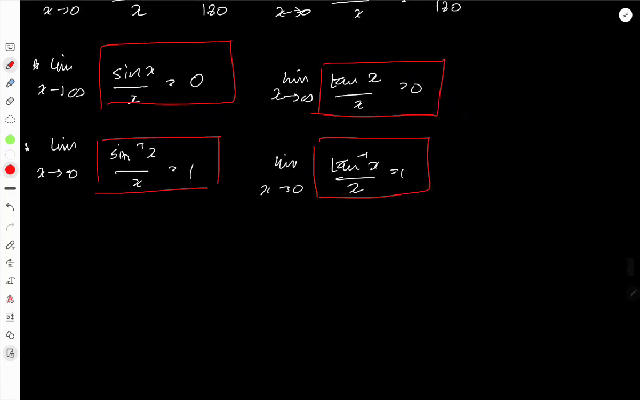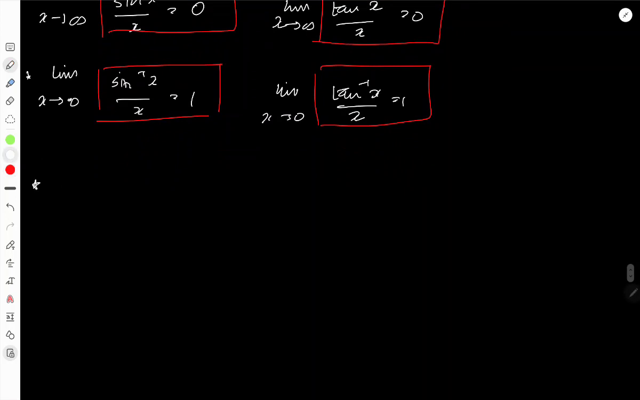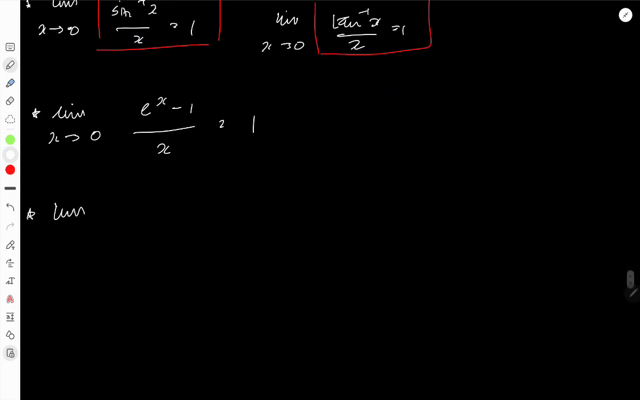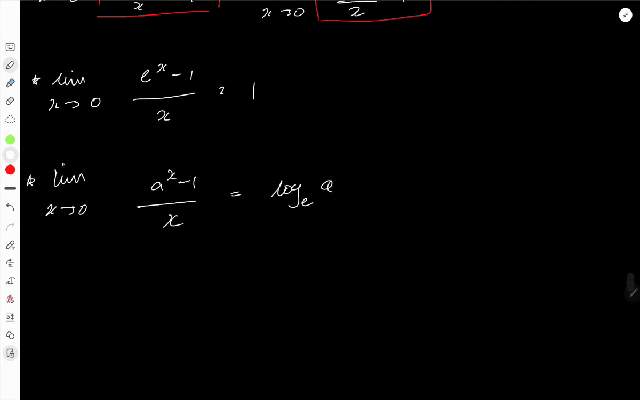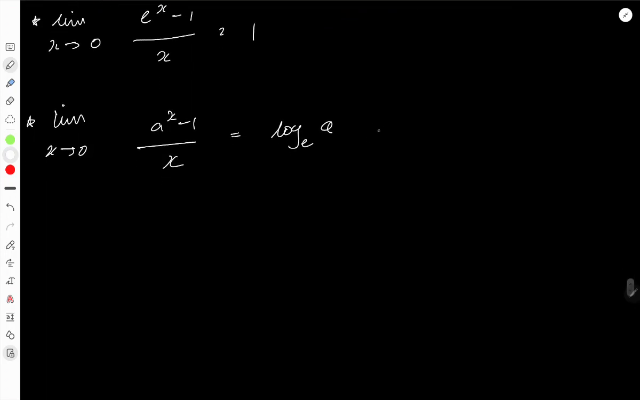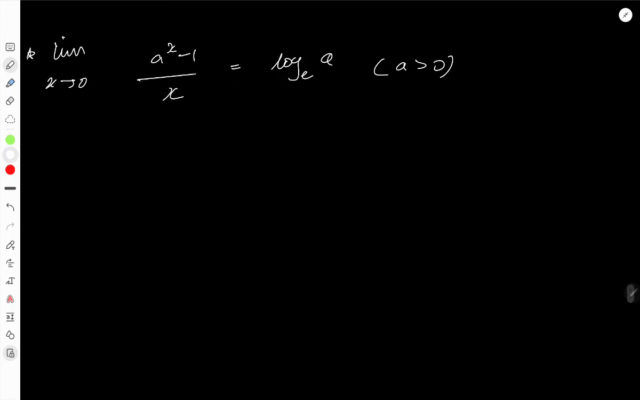Now let us continue. The next one is limit x tends to 0 e to the power x minus 1 upon x is equal to 1. And similarly limit x tends to 0 a to the power x minus 1 upon x is equal to log a to the base e. So here a condition can be written as a is greater than 0 because log cannot take negative values of a.